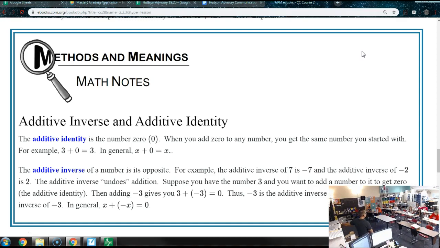The additive identity, take like 10 seconds to understand this idea. You get back what you start with.